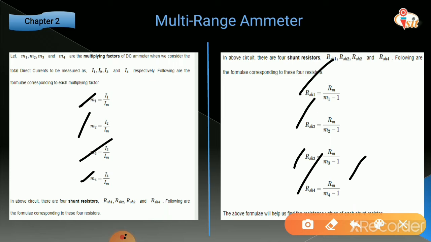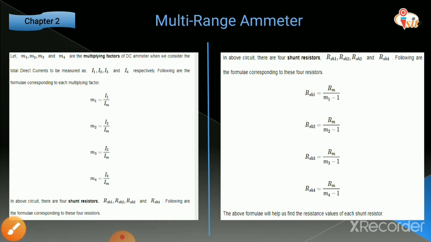Then what is the meaning of Rm? This is the internal resistance of your galvanometer. Then what is the meaning of M1? M1 is equal to I1 upon Im. M2 is equal to I2 upon Im. M3 is equal to I3 upon Im. M4 is equal to I4 upon Im. Then what is the meaning of Im? This is the amount of current flowing through the galvanometer.